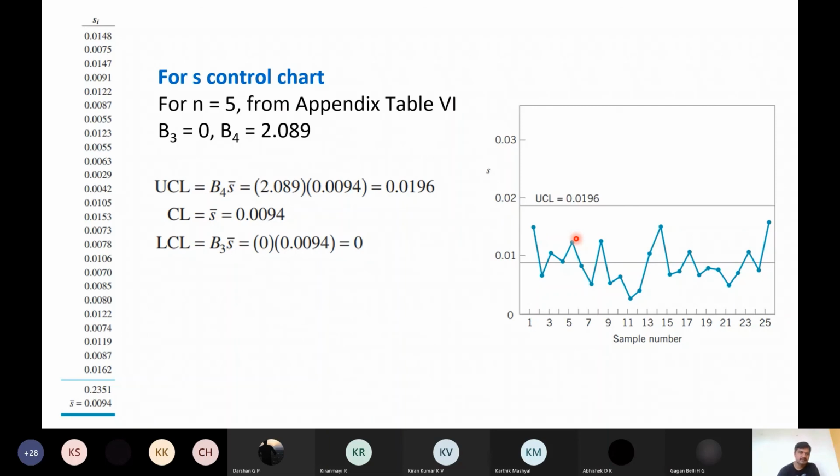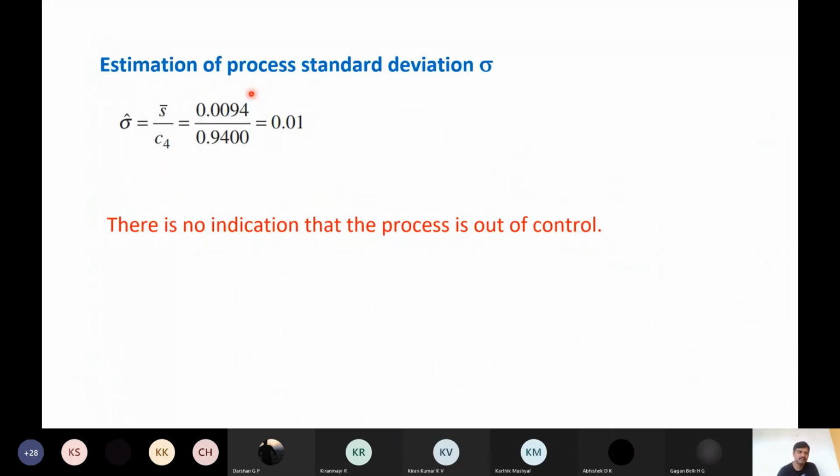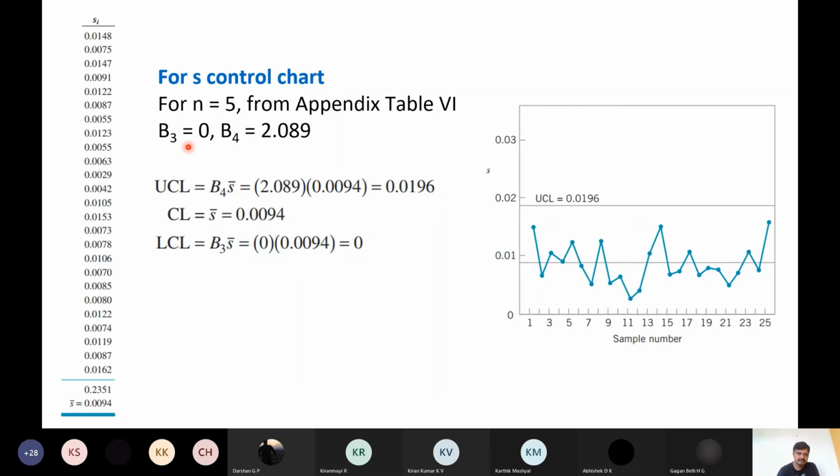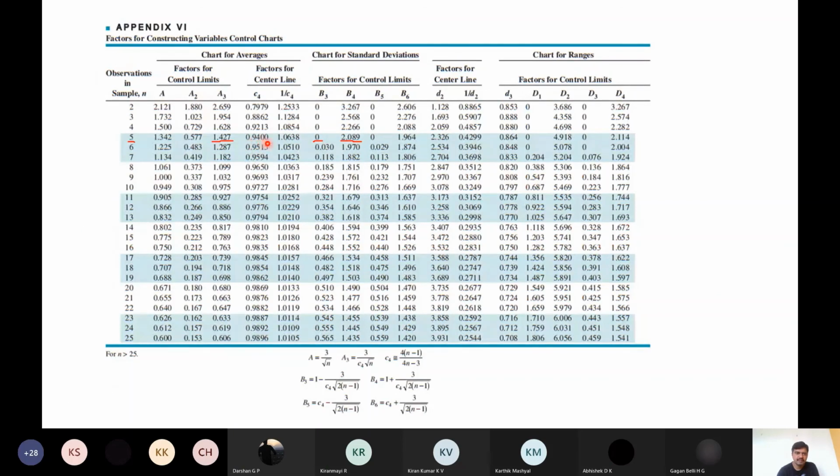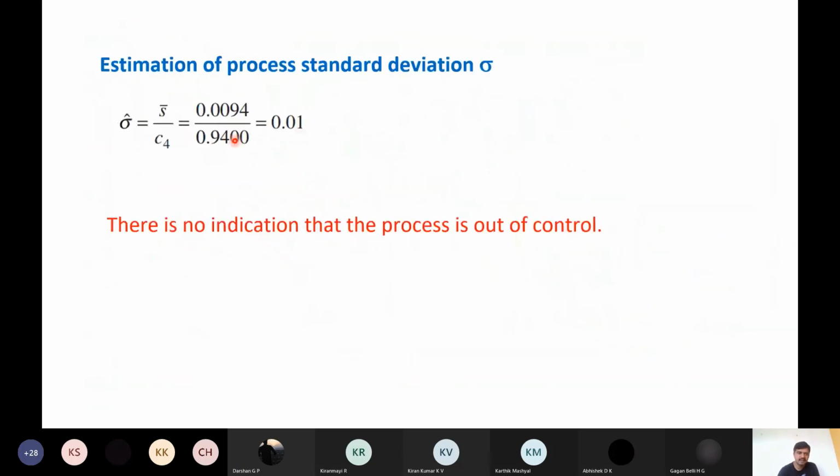Next in the question, they asked one more question: estimate the process standard deviation. For estimating the process standard deviation, we make use of this equation. Sigma bar, that is the estimate of process standard deviation, is given by S bar by C4. This is the value of S bar. C4 you will get from the table for sample size 5. For sample size 5, the C4 value is 0.9400.